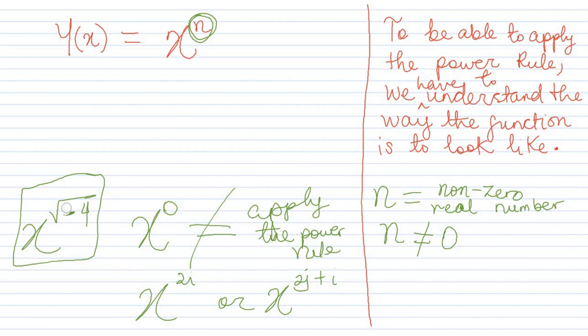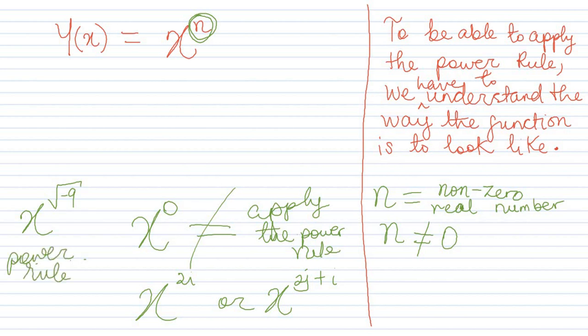So that's just what I wanted you guys to know. You cannot apply the power rule to something that looks like that. You cannot apply it to a variable raised to the power of 0 or a variable raised to the power of the square root of negative something. So if one of the questions in your assignment says to use the power rule on x to the negative 9, just say the power rule cannot be applied. I just wanted you guys to know that.